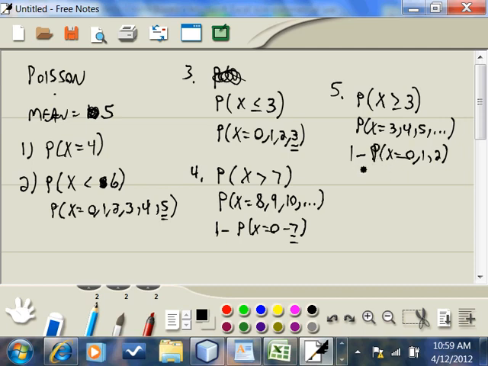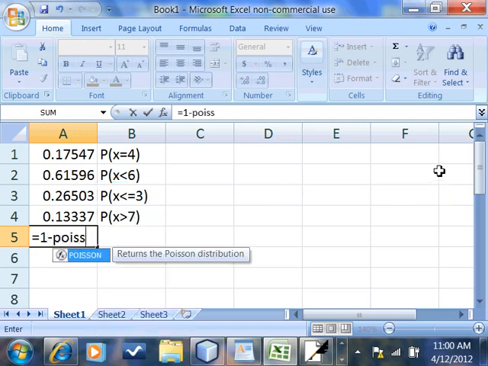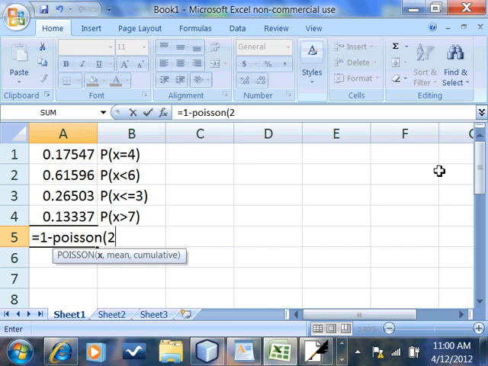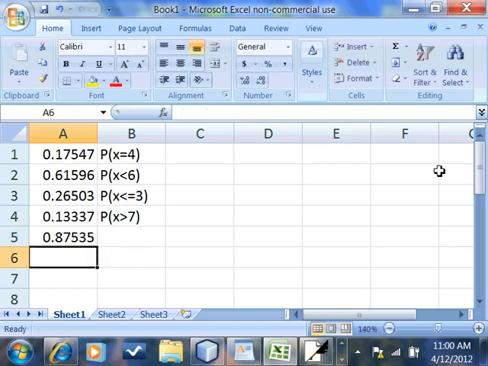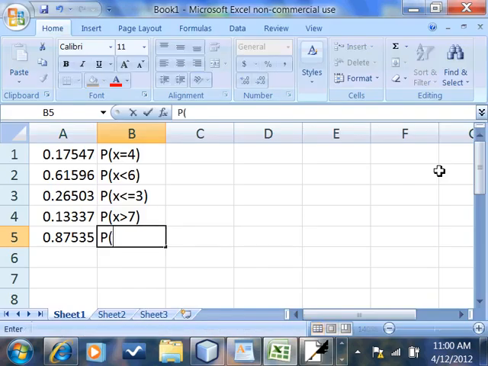So we're ready to plug that in. Again, our ending number, when we're going from 0 up to a number, is 2. So equals 1 minus Poisson, 2, and then our mean, which is still 5, and our cumulative, which is 1. Again, the cumulative is x equals 0, x equals 1, x equals 2. This one was probability that x is greater than or equal to 3.